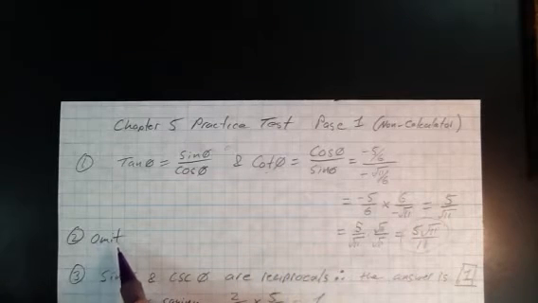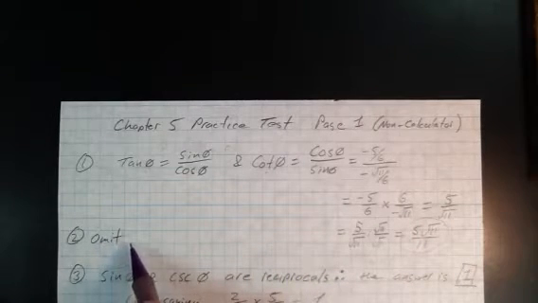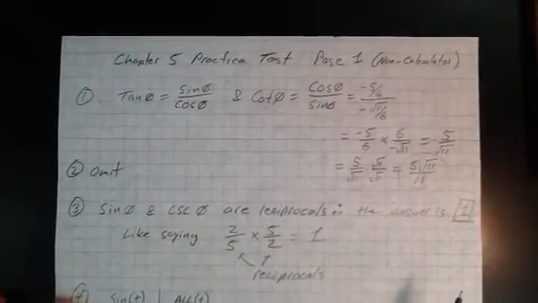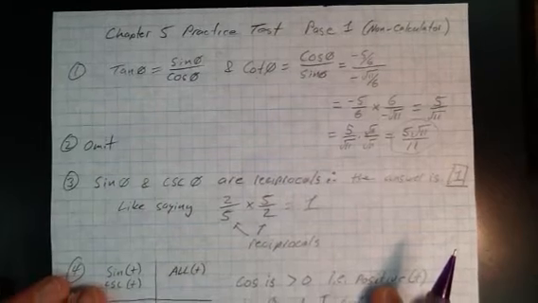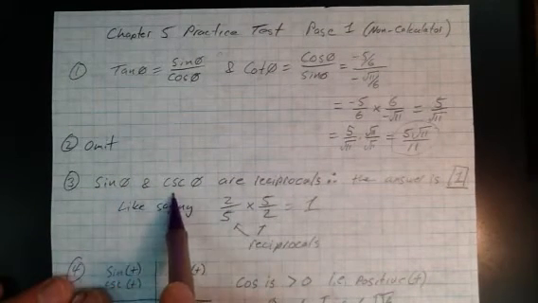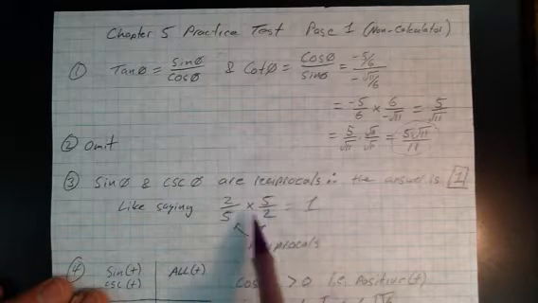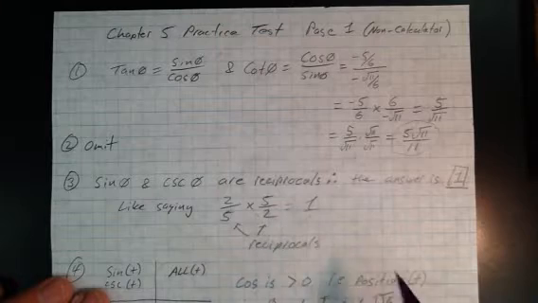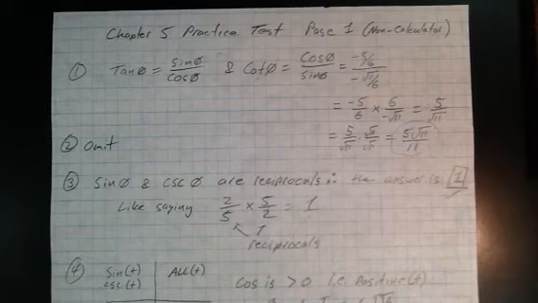Number 2, we're going to omit because we're not going to be able to get to trig identities this semester. Number 3 is actually a very rudimentary problem. They just want you to realize that sine and cosecant are reciprocals. What happens when I multiply two reciprocals together? I get 1. So the answer is 1.